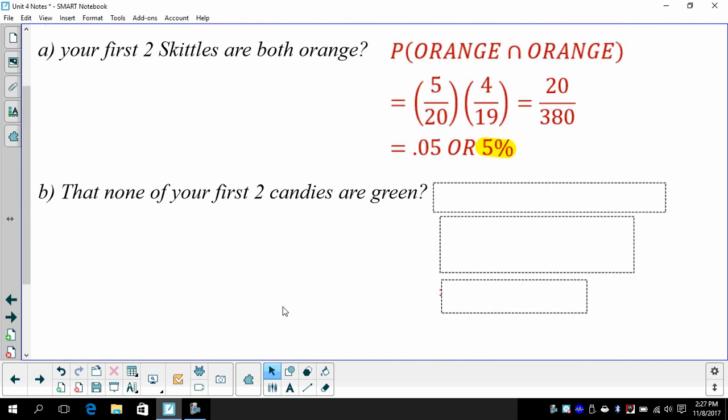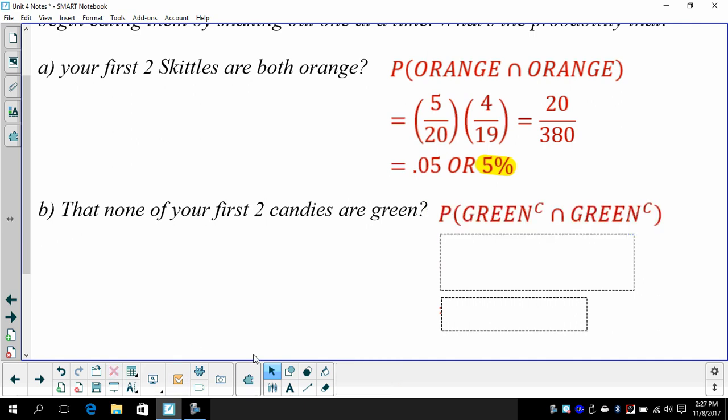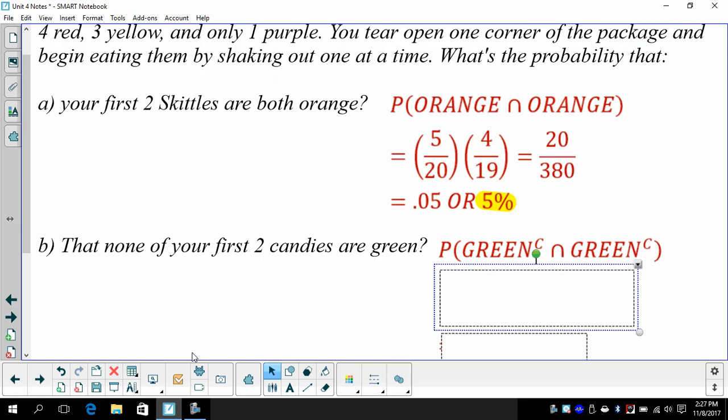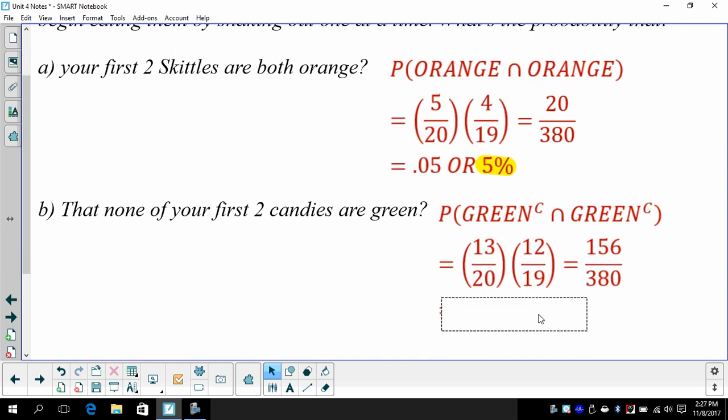The next one, we want none of our first candies to be green. So we're looking at the complement of drawing a green Skittle. Well, we have 7 green Skittles, so that means that the probability on the first try of getting something that's not green is 13 out of 20. The probability of the second try, because we didn't put that candy back, is 12 out of 19. And so when we multiply together, we have about a 41% chance of getting 2 candies that are not green.